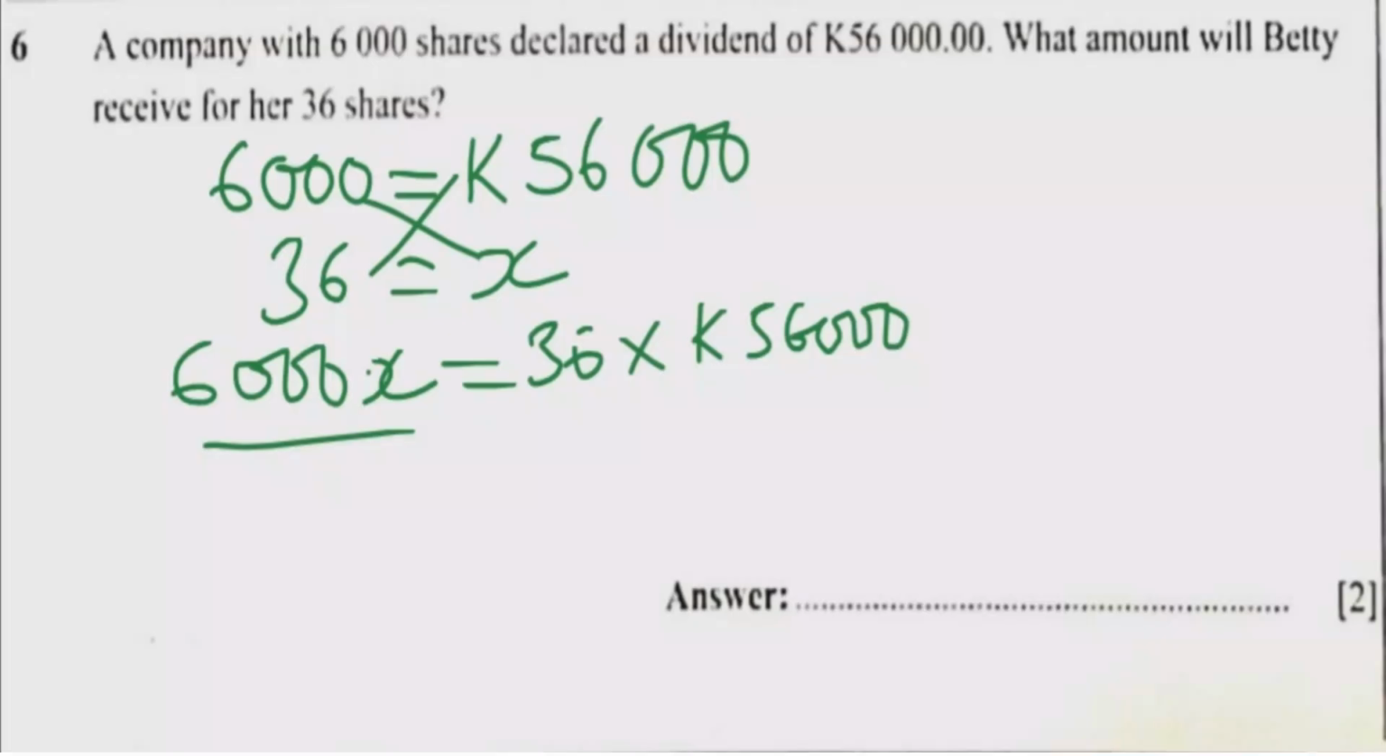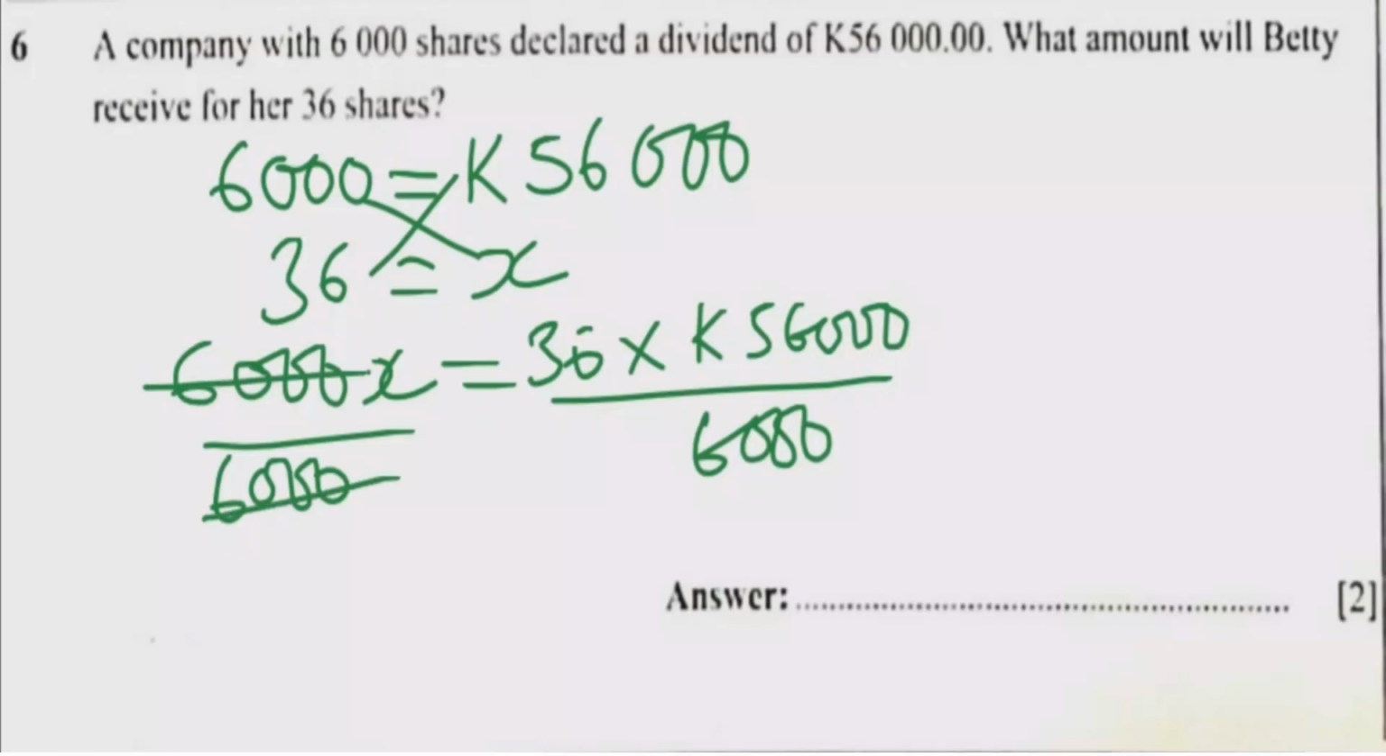Okay, so what we can do is we can divide both sides by 6,000 just to simplify. Now we don't have to multiply the numbers on the right side, because you are going to get a bigger number. So before you do that, let's first divide both sides by 6,000 kwacha. That means the 6,000 here and here will cancel each other out, leaving us with x, which will be equal to, then the 3 zeros here and these 3 zeros will cancel each other, leaving us with the 6 kwacha and 36.